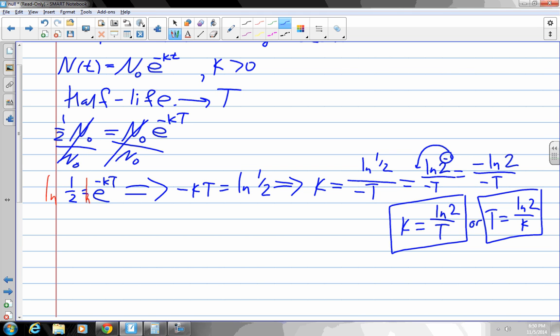Same formulas to remember. So the only difference between the growth and decay model is just the positive or negative exponent. That's it. The rest will just be the same. So it's a natural log of 2 divided by whatever it is you're dealing with, whether it's a rate or the half-life. Okay?